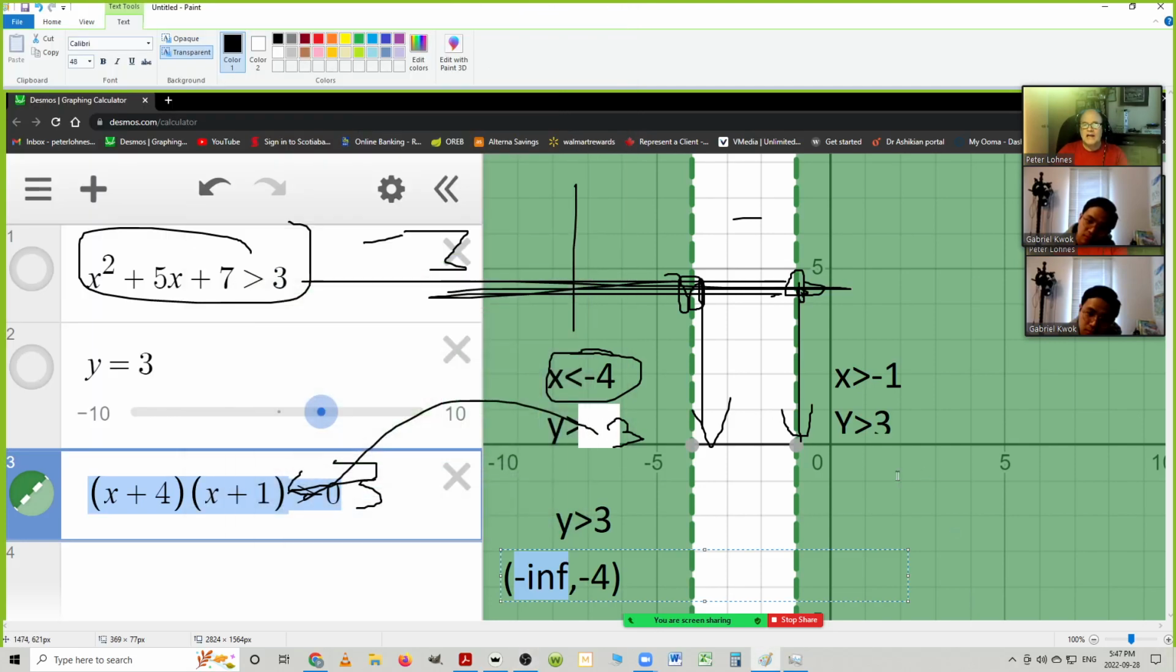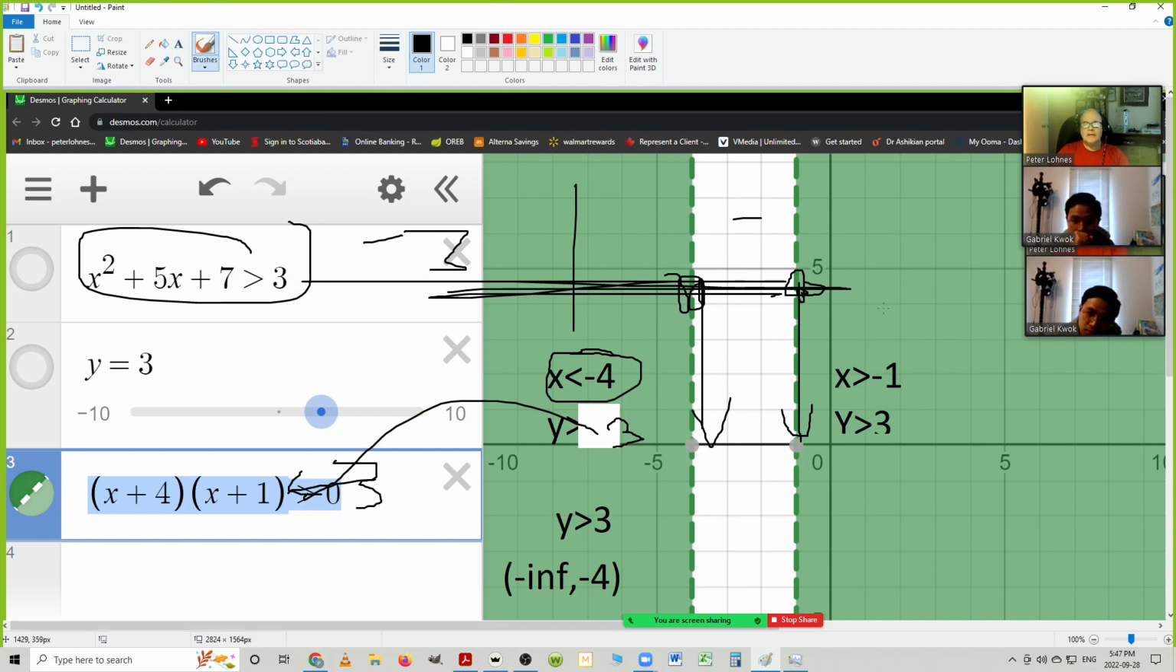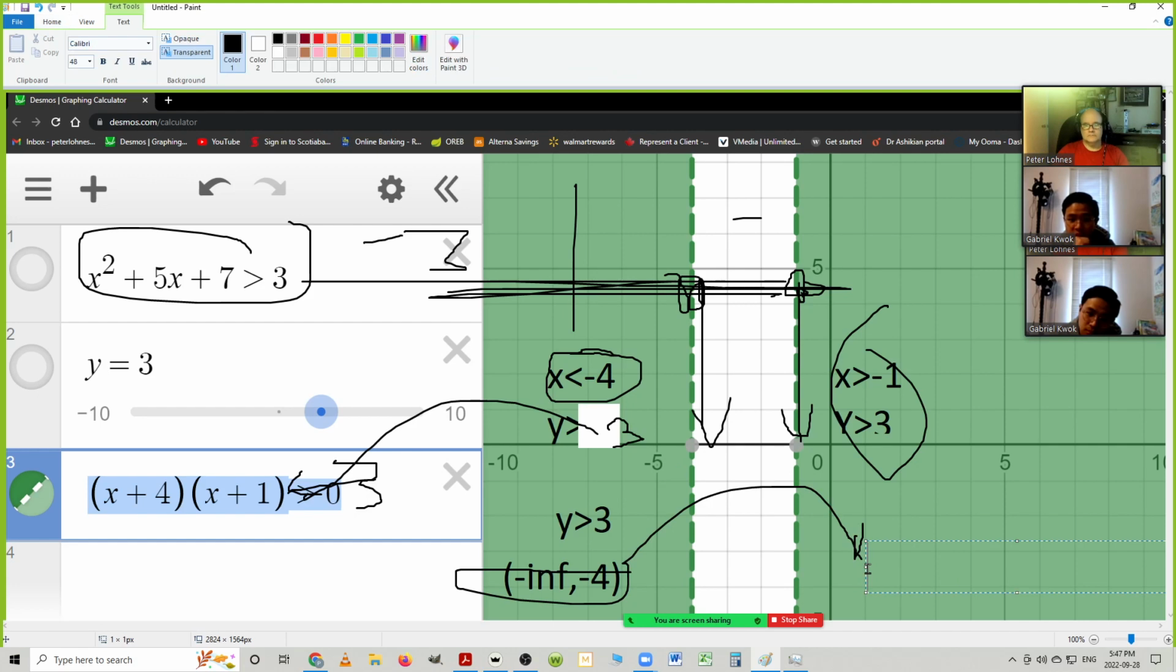Now on this side, when x is bigger than minus 1, y is bigger than 3. So how would I write this bracket on this side? Negative 1, comma, positive infinity. Make sure it's round brackets. Round brackets mean don't include the minus 1, because that's not what we're looking for.